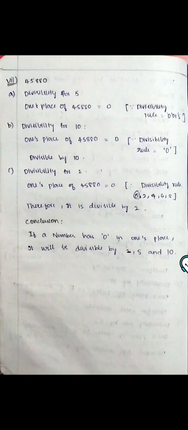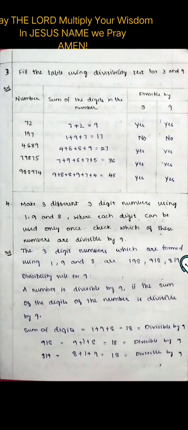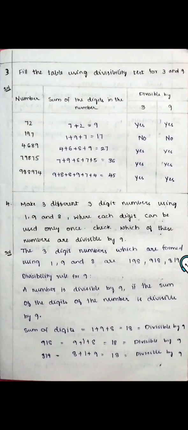Divisibility for 10, ones place should be 0, so it is satisfying the condition, so it is divisible by 10. Divisibility by 2, in ones place 0, 2, 4, 6 or 8, so it is satisfying the condition, so it is divisible by 2. So out of all these bits, what can we conclude? If a number has 0 in its ones place, we can blindly say that it will be divisible by 2, 5 and 10.